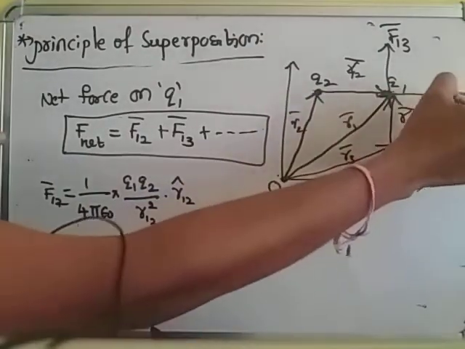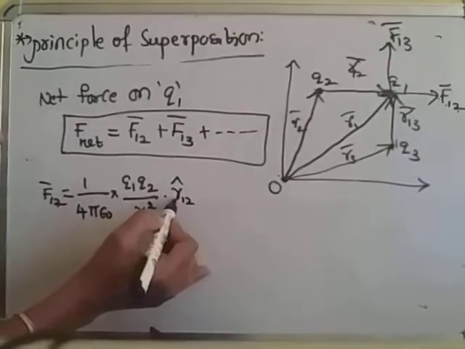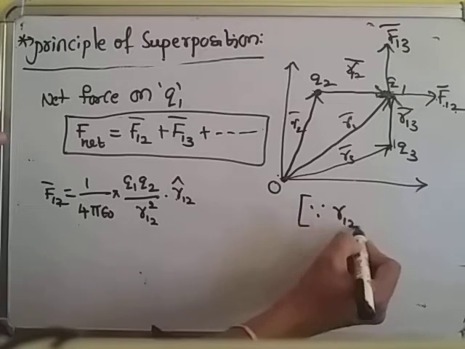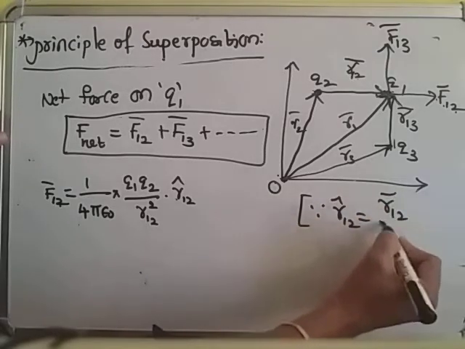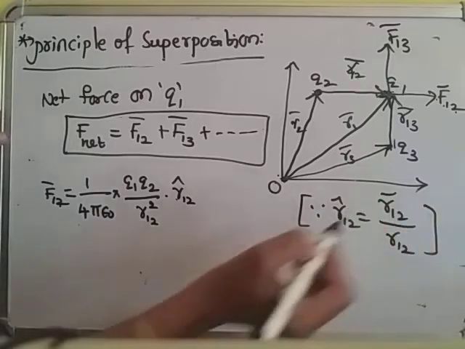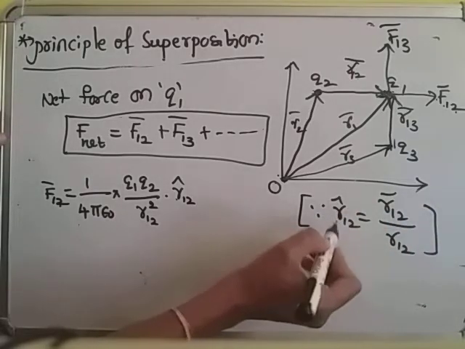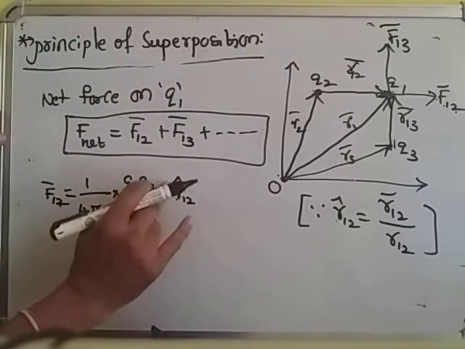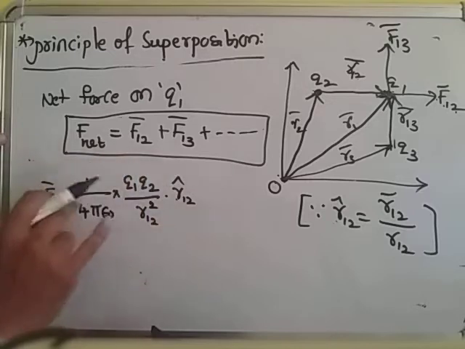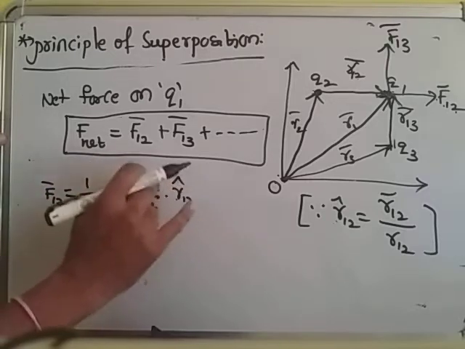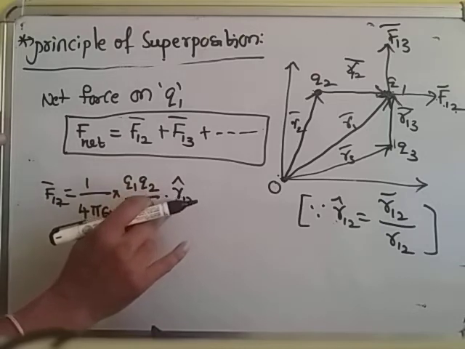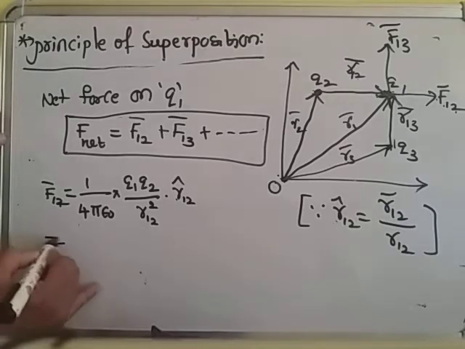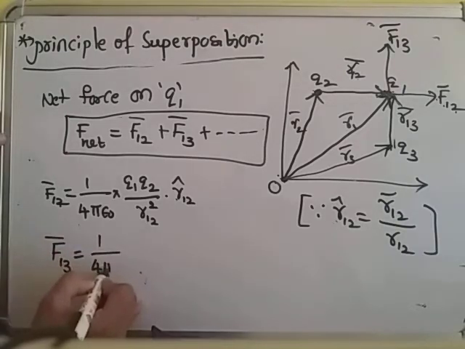F12 is along the direction of r12. R12 cap is a unit vector. A unit vector is any vector divided by its magnitude, so its magnitude is 1, and it is useful only for direction. If you multiply by 1, we again get the magnitude formula 1 by 4 pi epsilon naught q1 q2 by r square, so we include it only to indicate the direction.